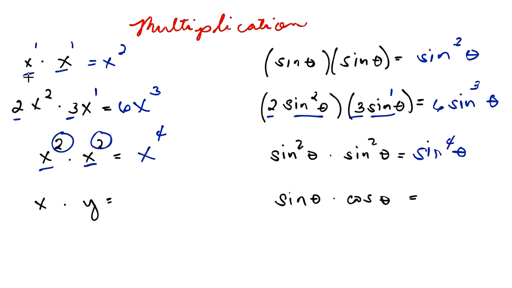Okay, this one, x times y. Magkaiba ang ating variable. So, ibig sabihin, hindi natin pwedeng i-add ang kanilang exponents. So, meaning, ang product natin yan ay x, y lang din. Pinagtabi lang natin sila. So, ganoon din ang gagawin mo dun sa function sa meron ka. Sin theta times cosine theta. Ang final answer niyan is sin theta cosine theta.